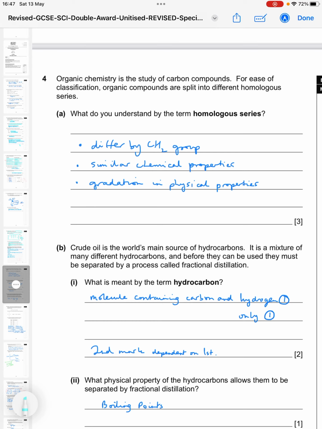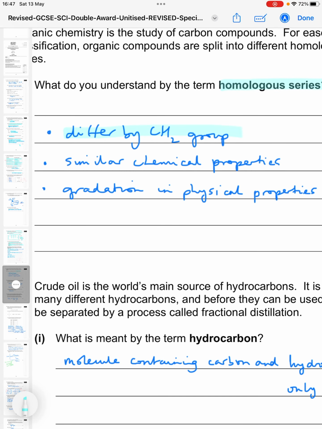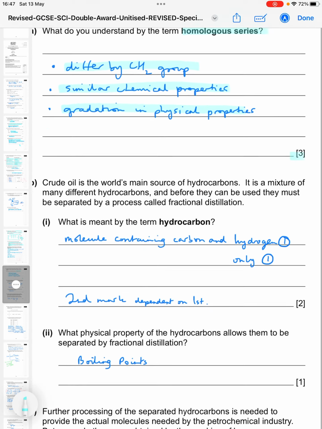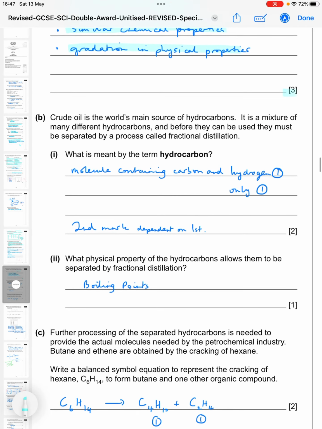Okay, number 4. Organic chemistry is the study of carbon compounds. For ease of classification, organic compounds are split into different homologous series. What do you understand by the term homologous series? So in a homologous series, each member differs by a CH2 group. They have similar chemical properties and they show a gradation in physical properties. So all 3 of those for 3 marks.